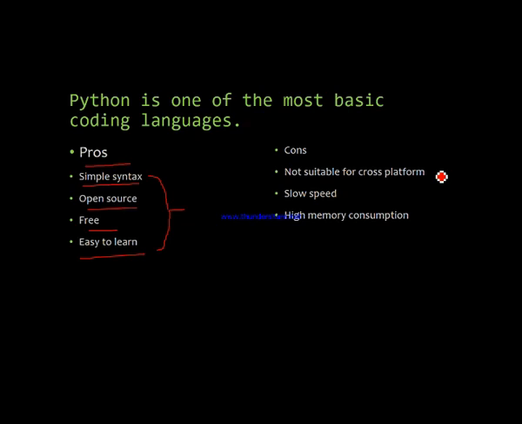Cons. It does have some cons. It's not so suitable for cross platform. And here cross-platform means if I code it in Windows and try to run it in Android or iOS, it's not suitable for that. It has a slow speed compared to other programming languages, and it has a slow speed because it has high memory consumption. So these are the cons.